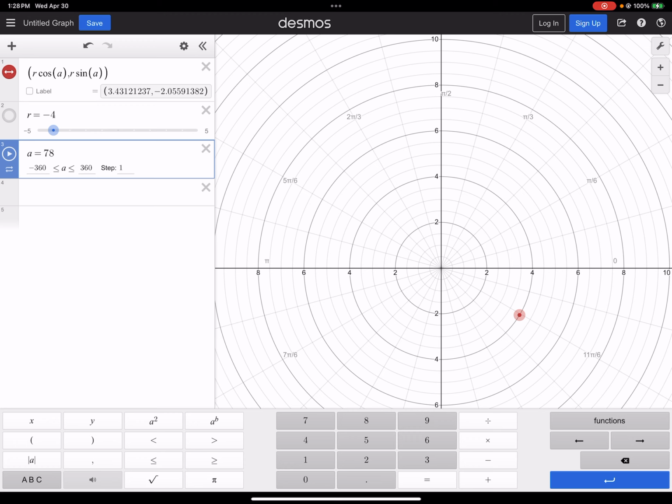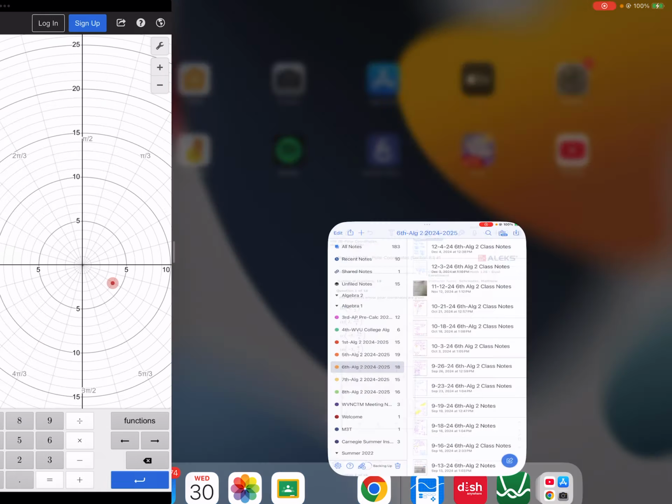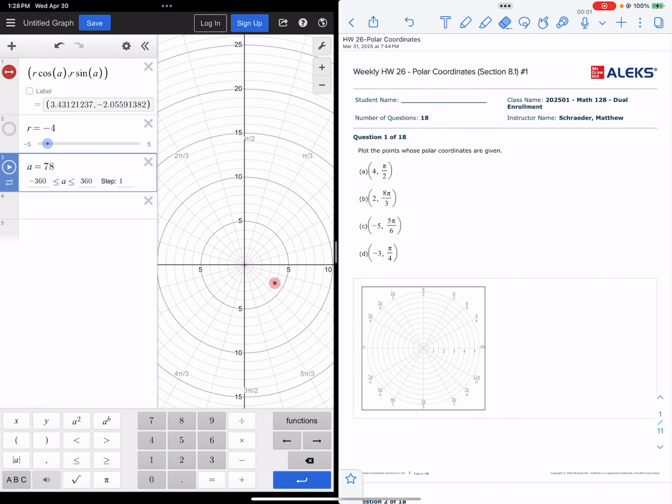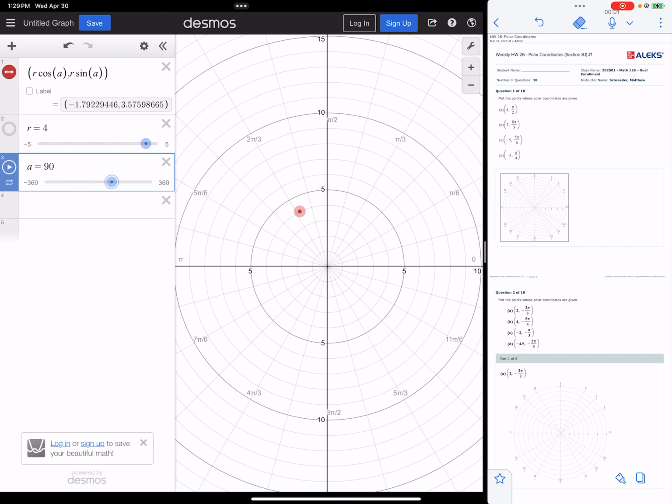So the first question is asking us to graph the coordinates for pi over 2. What that means is my R is 4, and I'll make this step go back to 15. Pi over 2 is 90. Step of 15. There we go.